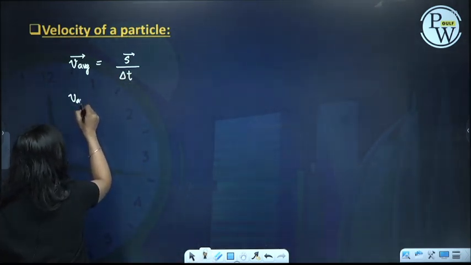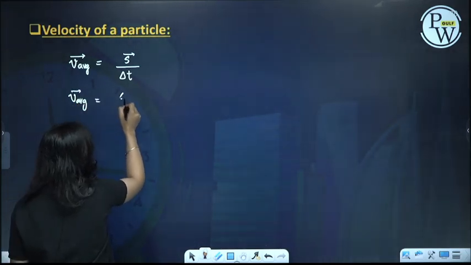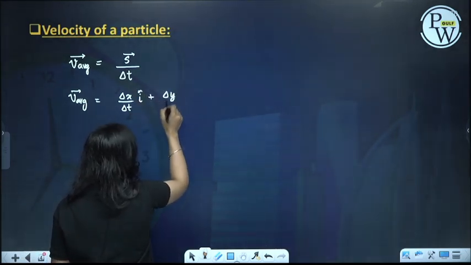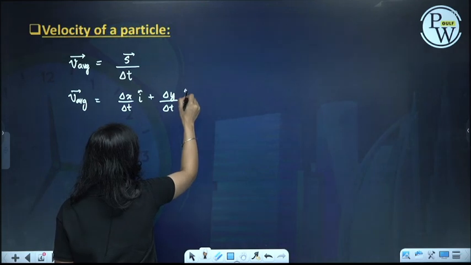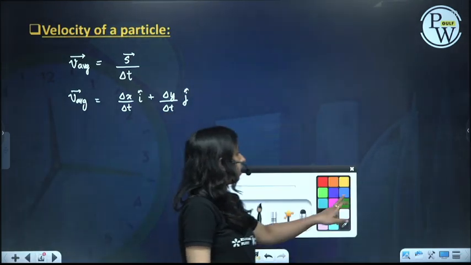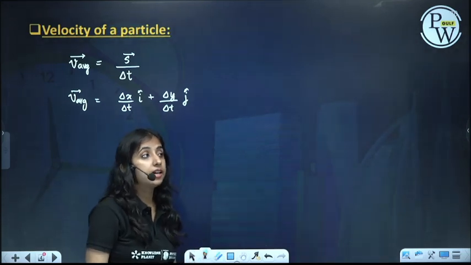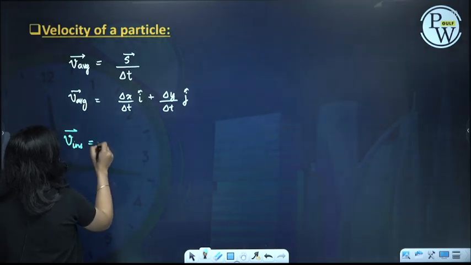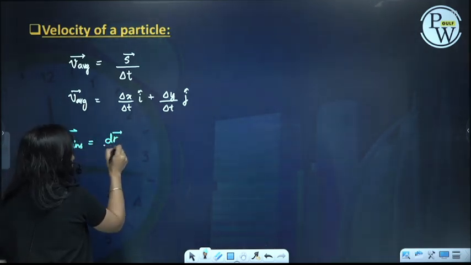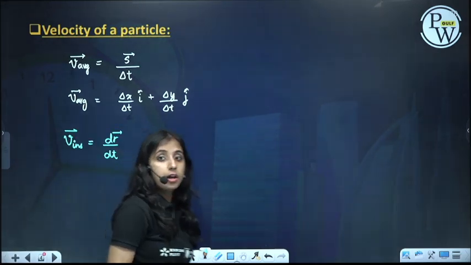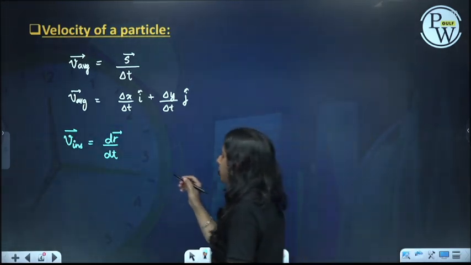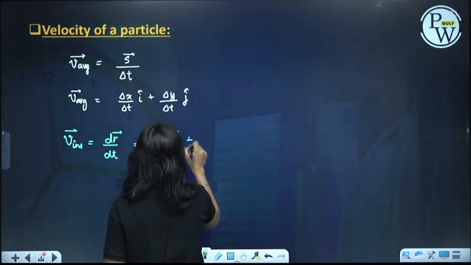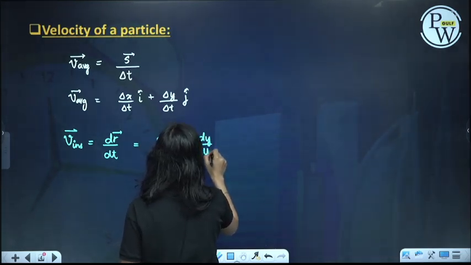So from this we will get that V average is equal to delta x by delta t i cap plus delta y by delta t j cap. Okay, this will be my velocity. But if we want to write instantaneous velocity, we know that instantaneous velocity is the differentiation of position. Now differentiate the position vector, this will become dx by dt i cap plus dy by dt j cap.